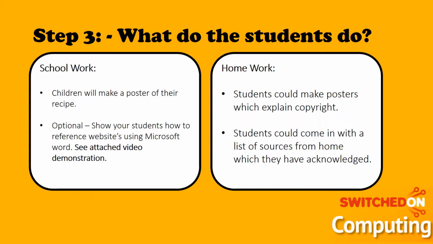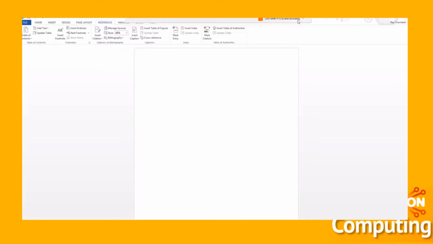Now, students could actually make posters on copyright at home and do a little bit of background research for homework. Or they could come in with a list of sources from home that they have acknowledged that they can use in future tasks. So it might be images, and they can say where they've got it from. So at this point, you might have shown your students how they can start to get some of their sources. And for some of your higher ability students, you might want to introduce referencing to them.